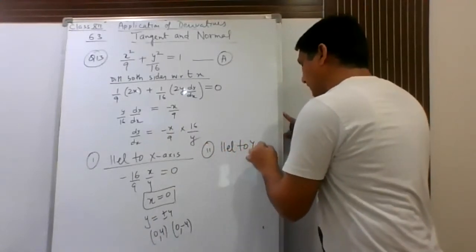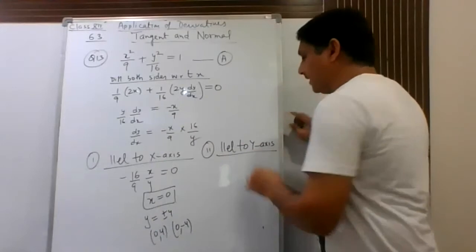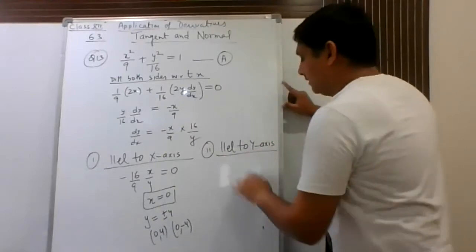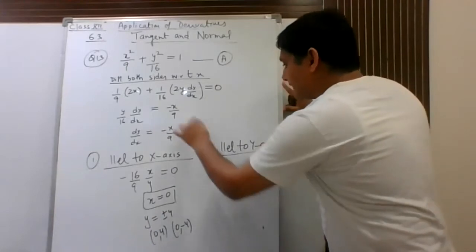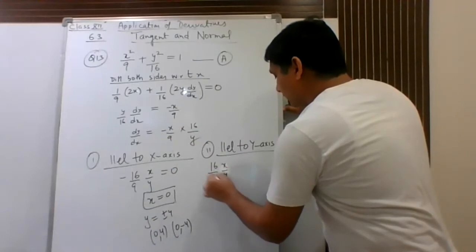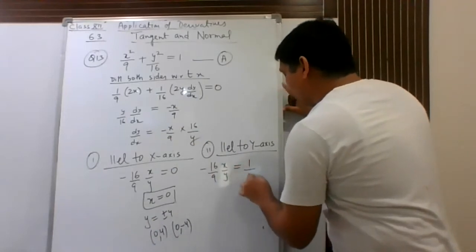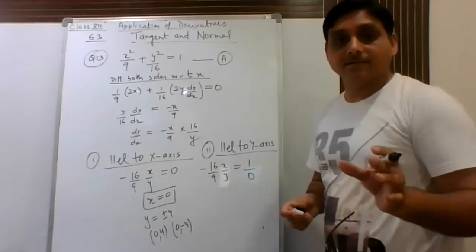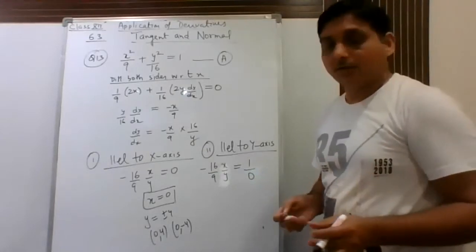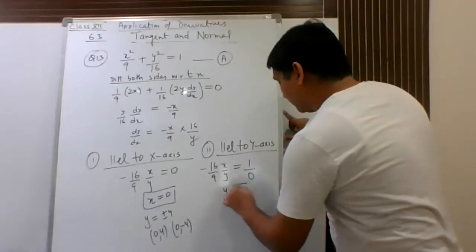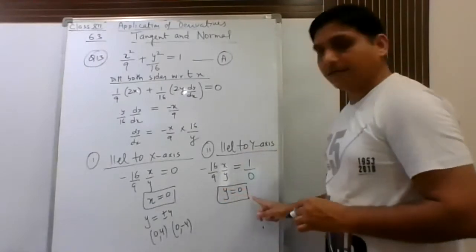y-axis. So if a tangent is parallel to y-axis, then you will say this slope will be equal to 1 upon 0, because we know that the slope of y-axis is not defined, that is 1 by 0. So if you solve it further, from here you will get y is equal to 0.